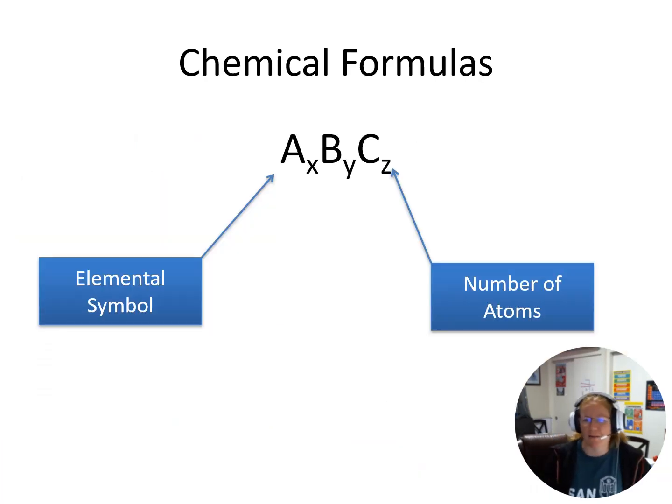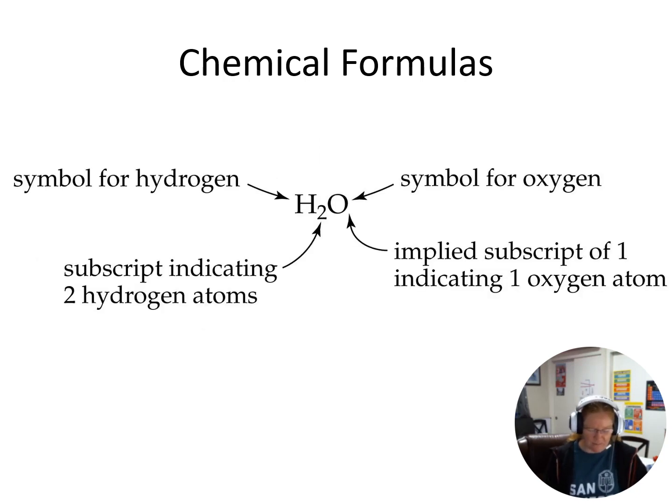When we write our chemical formulas, it's in this sort of a format. So we have our elemental symbol, and then subscripted, we have the number of atoms. So water is H2O. We write it like this, where we've got the symbol for hydrogen, H, the number of hydrogens, that subscript 2, symbol for oxygen, and then if there's no subscript, it's implied 1. So H2O, 2 hydrogens, 1 oxygen.